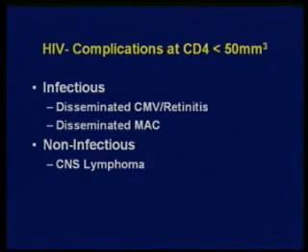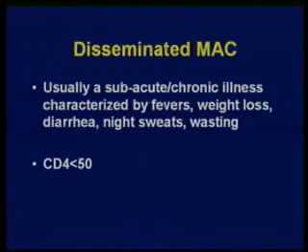So HIV complications, the T cell count less than 50. Infectious: disseminated CMV gives you retinitis, disseminated MAC, Mycobacterium avium complex. I'm going to talk about that in a second. Non-infectious: CNS lymphoma. Disseminated MAC is usually a subacute or chronic illness, characterized by fevers, weight loss, diarrhea, night sweats, and wasting. Usually occurs with a T cell count under 50. When you think of a typical AIDS patient, the stereotype of the skinny patient who's losing weight and sick, it's usually MAC that causes that. Okay.